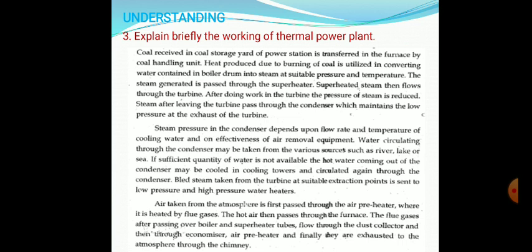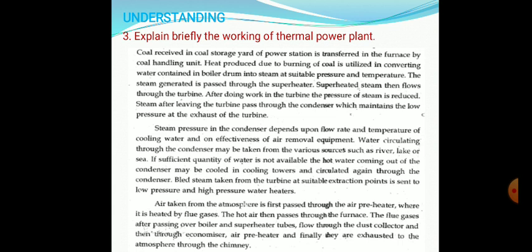Superheated steam then flows through the turbine. After doing work in the turbine, the pressure of steam is reduced. Steam, after leaving the turbine, passes through the condenser, which maintains a low pressure at the exhaust of the turbine. Steam pressure in the condenser depends upon the flow rate and temperature of cooling water and on effectiveness of air removal equipment. Water circulating through the condenser may be taken from various sources such as river, lake or sea.